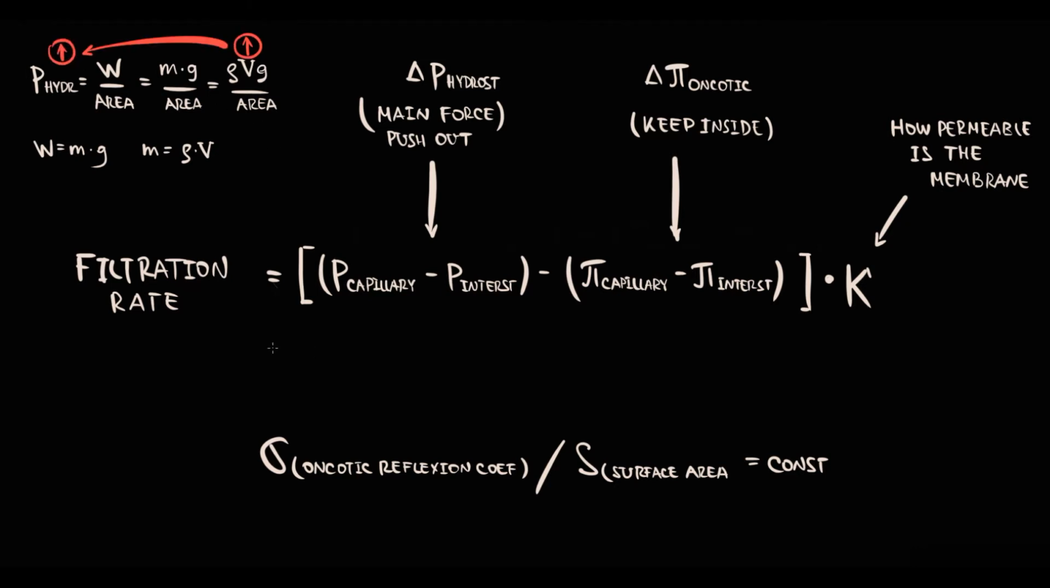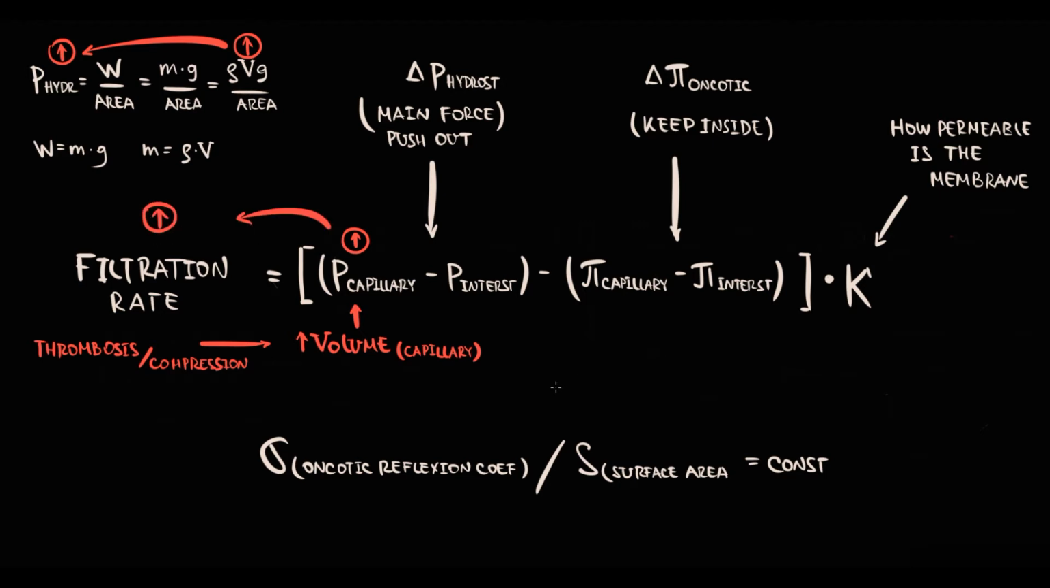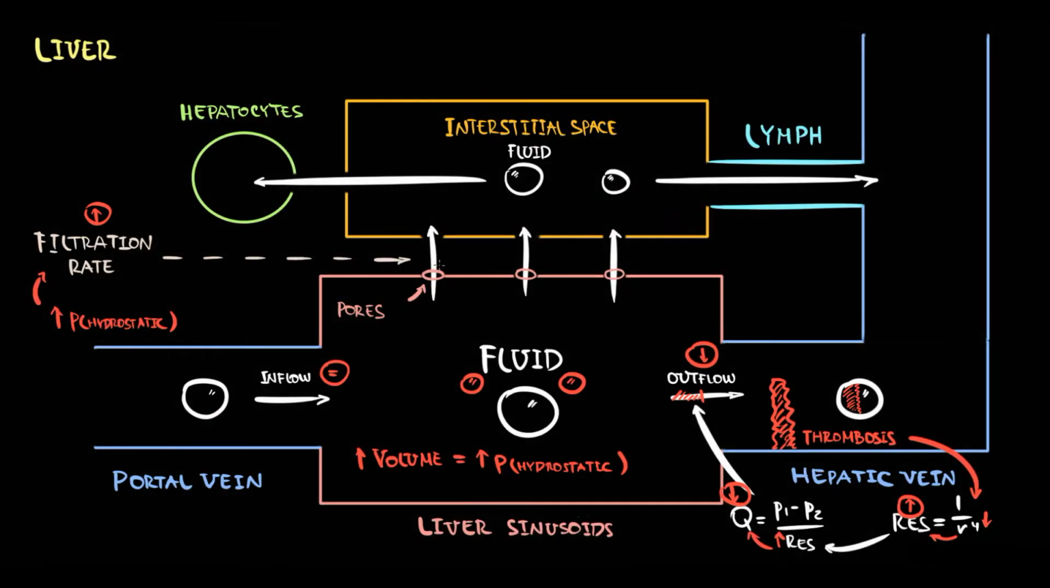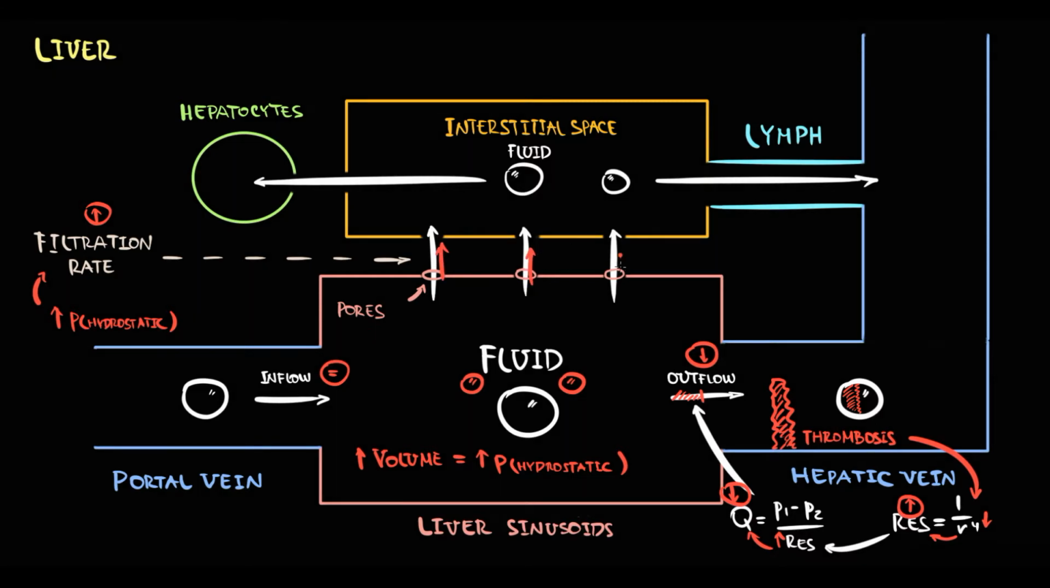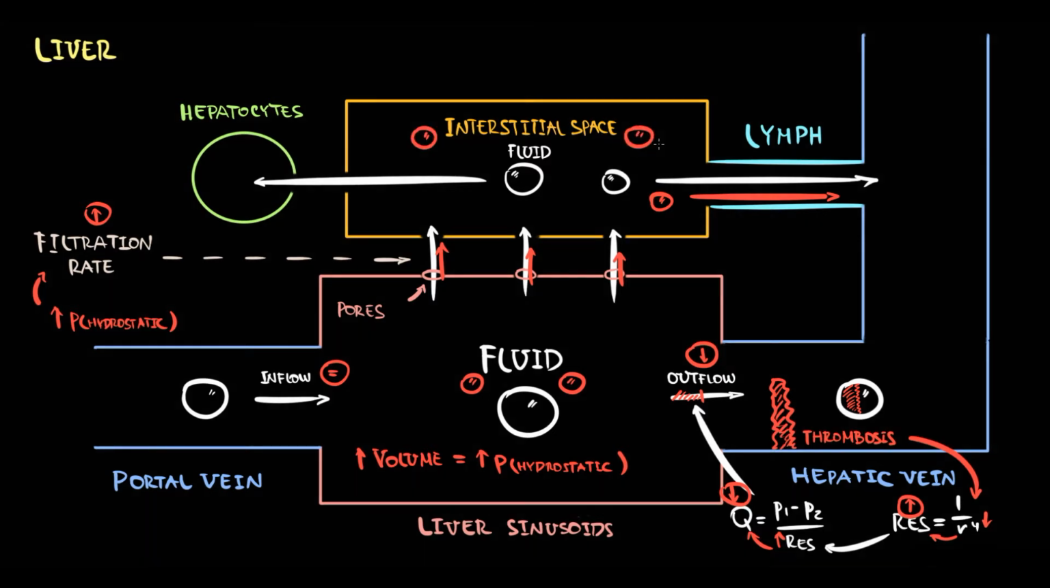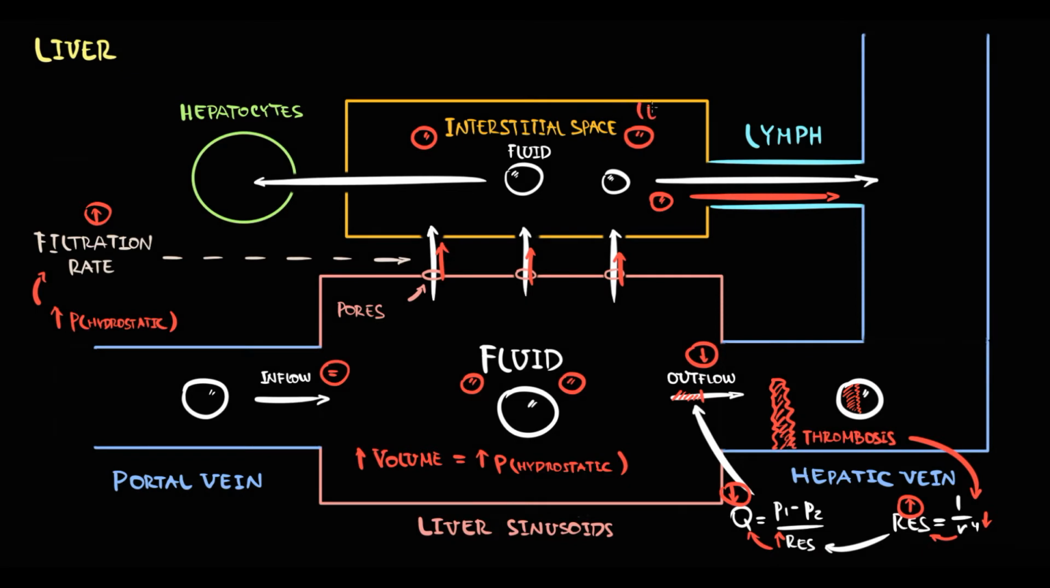So in Budd-Chiari syndrome, thrombosis or compression in venous circulation causes obstruction to flow. This results in an increase in volume of fluid inside the liver sinusoids, and the increase in volume of fluid causes an increase in hydrostatic pressure that results in an increase in filtration rate. So the higher the capillary hydrostatic pressure, the higher the filtration rate. So the more fluid will cross from sinusoids to the interstitial space, and at some point fluid income to the interstitial space will be higher than lymphatic drainage, so fluid will progressively accumulate in the interstitium, and the accumulation of fluid in the interstitial space will cause edema.